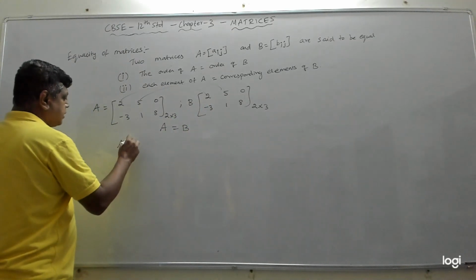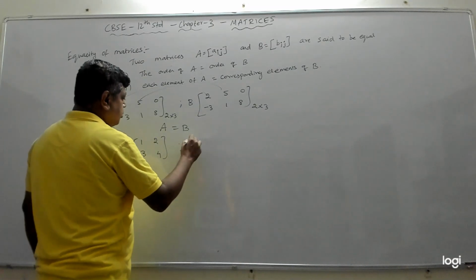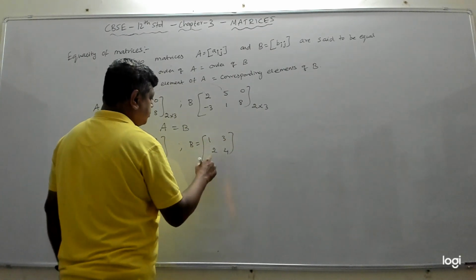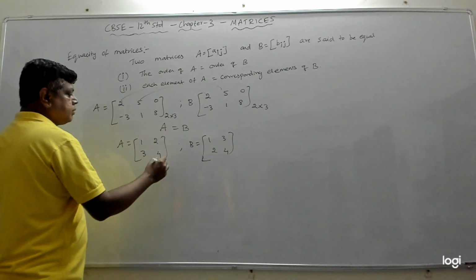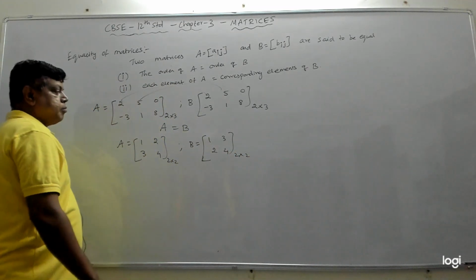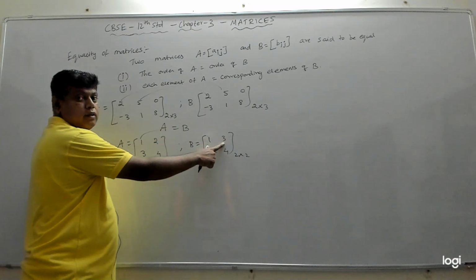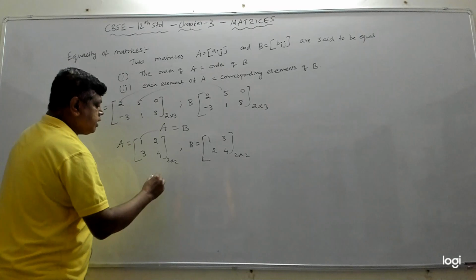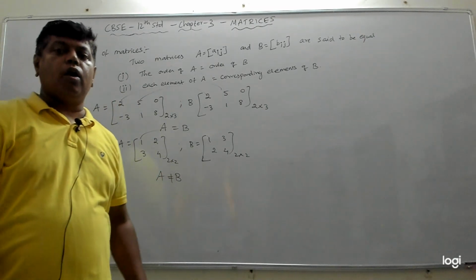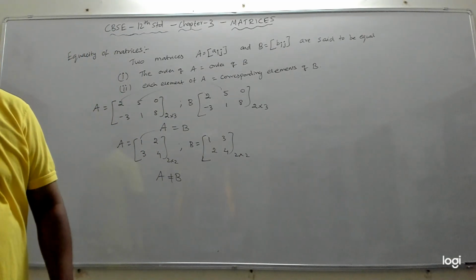Suppose A is 1, 2, 3, 4, and suppose B is 1, 3, 2, 4. Then these two are not equal. Their order is 2 cross 2, and this is also a 2 cross 2 matrix. But see, this is 1, this is 1. This is 2, but this is 3. So they are not equal. We will say A is not equal to B. These two matrices are not equal.